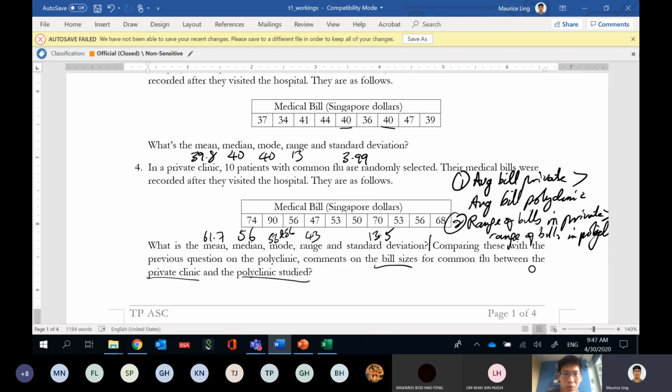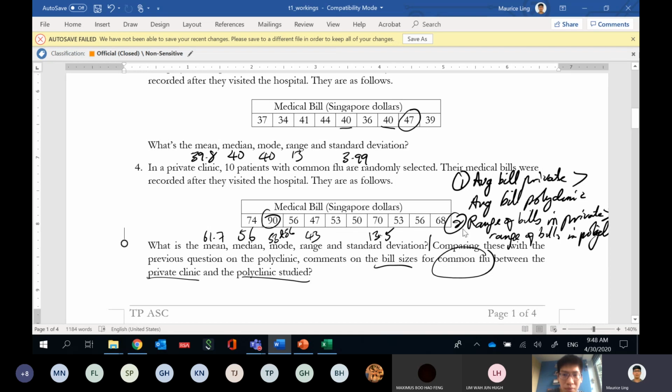Okay, it means that when you go to a private clinic, you first have a higher price to pay, and the range of the price is different. So you can have a very expensive bill for a common flu. So you look at the maximum here. Maximum for polyclinic, if you have a flu, as for the data, is $47, compared to $90, which is almost twice the price. Yes, sir.